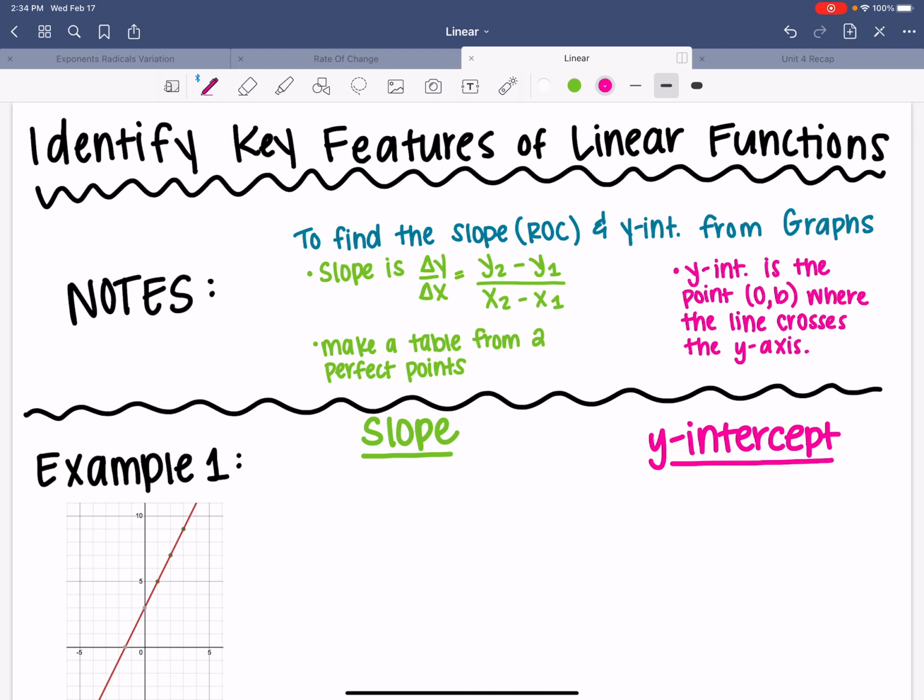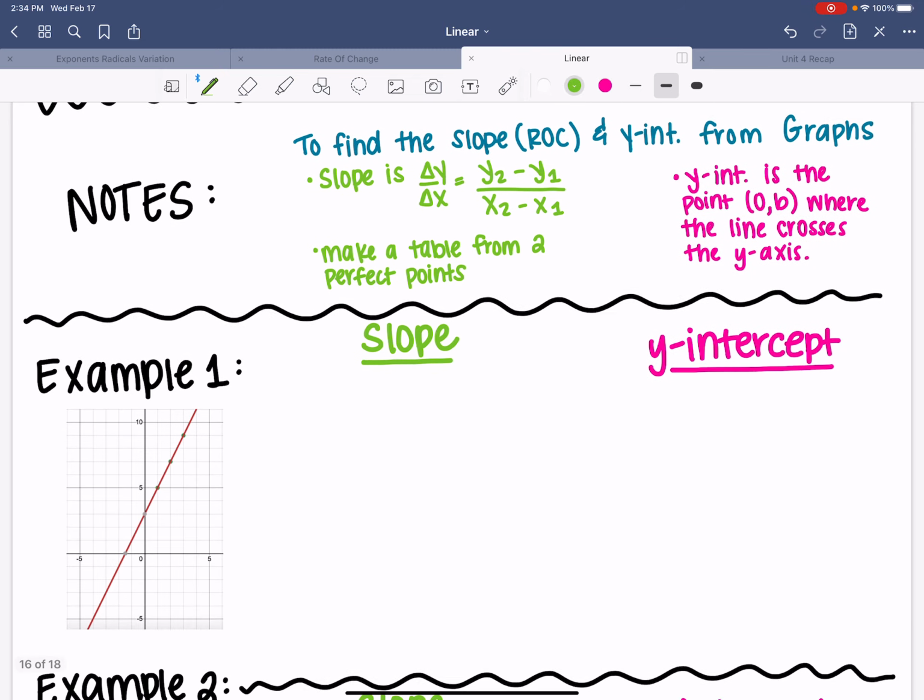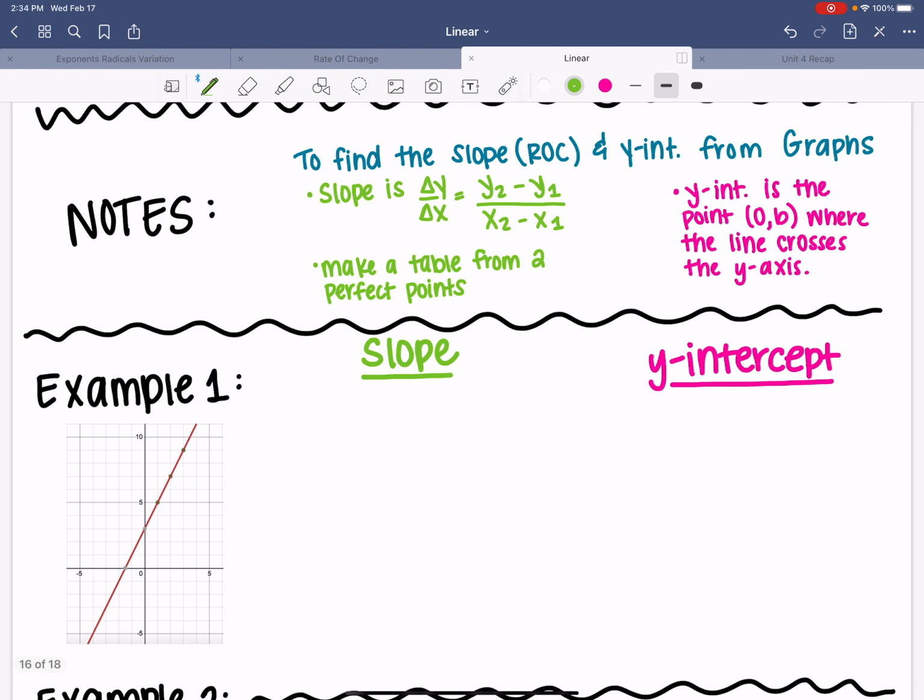Now we're going to look at finding key features of linear functions, so finding the slope and the y-intercept from graphs. It's really the same process with just one more step added. The only difference here is that since we have a graph, we're going to create our own table from 2 perfect points. So to find the slope from example 1, we need to make a table using 2 perfect points.